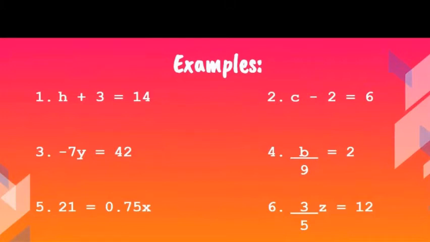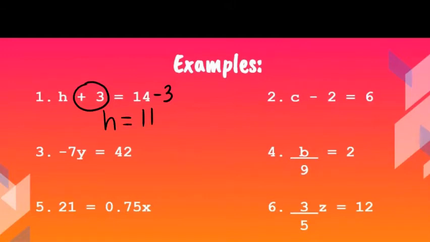Number 1, h plus 3 equals 14. So we're going to do the opposite operation. So we'll circle our plus 3. The opposite of plus 3 is minus 3. So then we'll do 14 minus 3 to get 11. Bring down your variable h, and there is your answer.